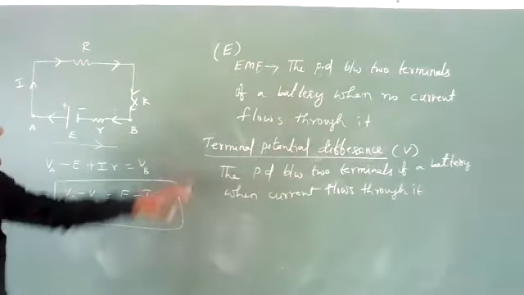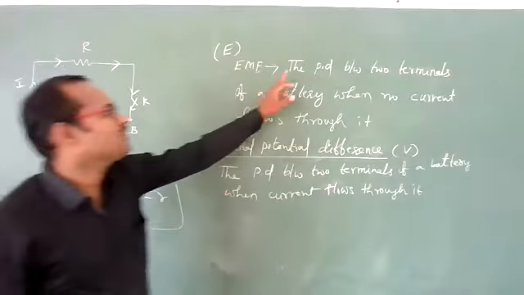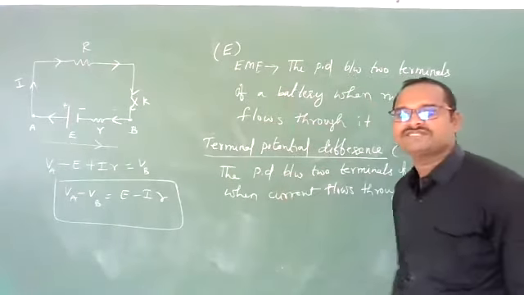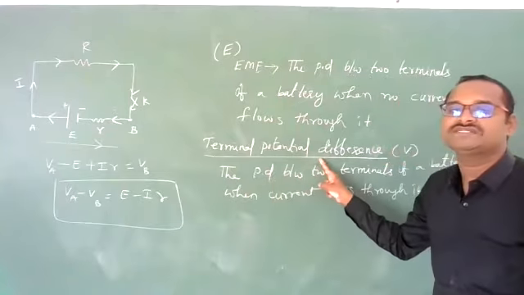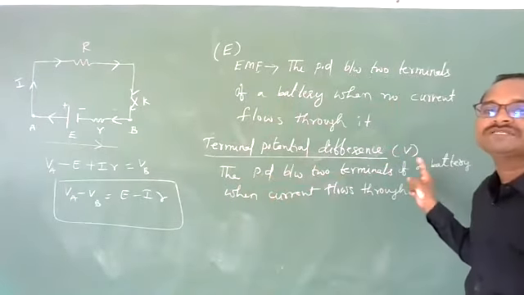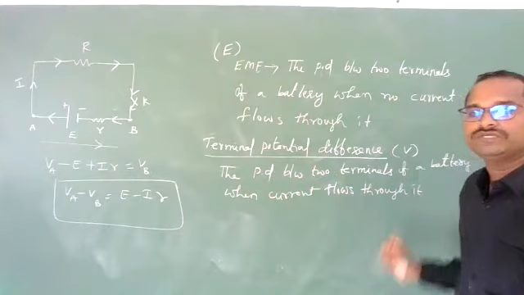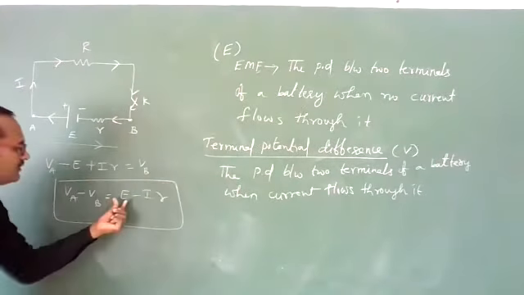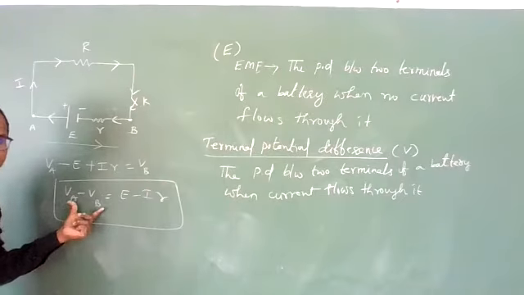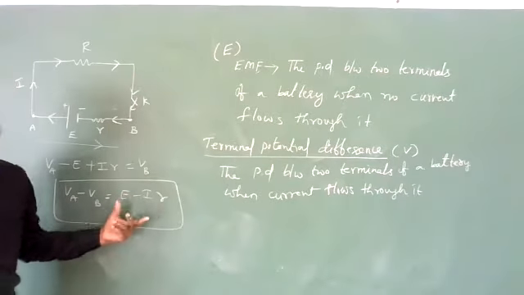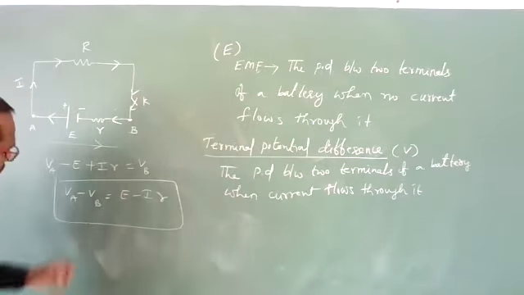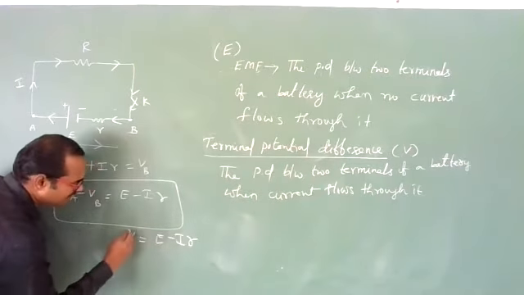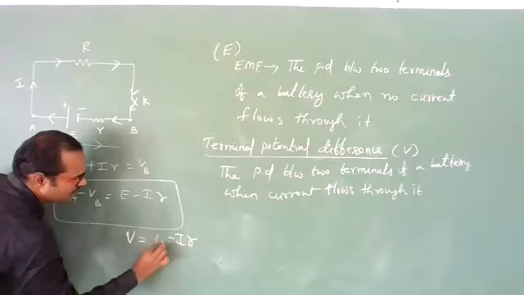So what is EMF? EMF is nothing but the potential difference between the two terminals of a battery when no current flows through it. The terminal potential difference is the potential difference between the two terminals of a battery when a current flows through it. Students, if no current is flowing, this will be 0, and this is called EMF. When current is flowing, then E minus Ir is called the terminal potential difference. From here you will get V equal to E minus Ir. V, the terminal potential difference, is equal to E minus Ir.